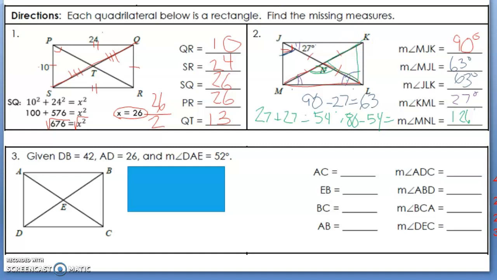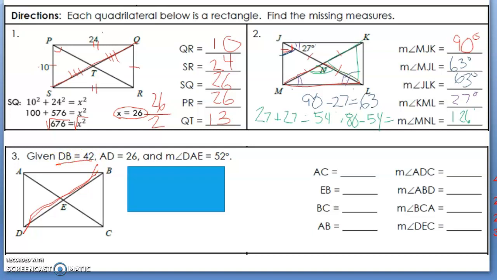Okay. So now moving on to number 3. Example number 3. Given side DB, actually the diagonal D to B, is 42 units.